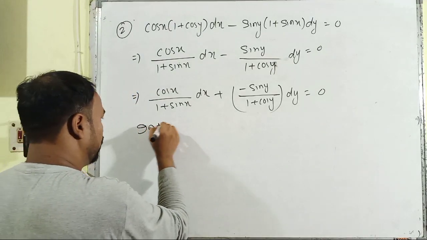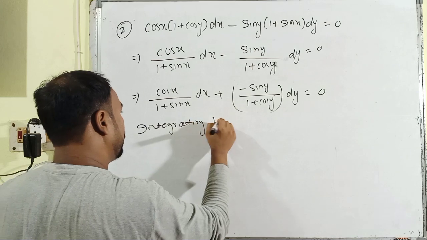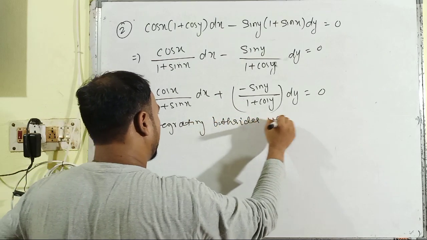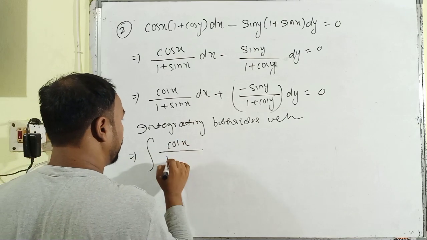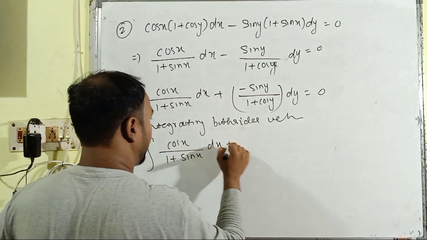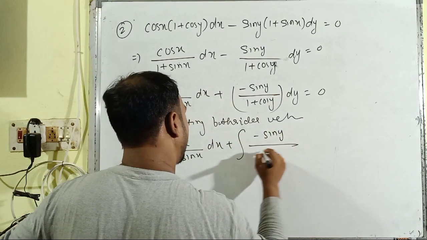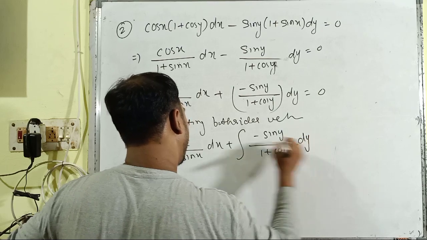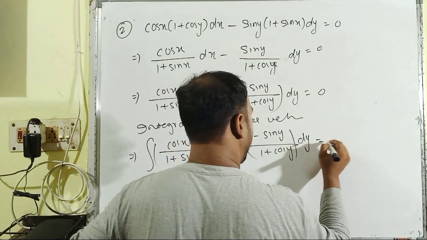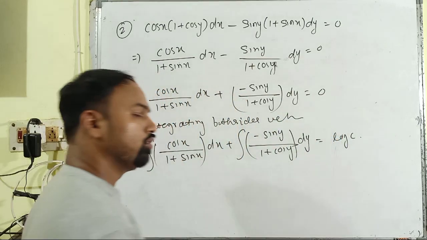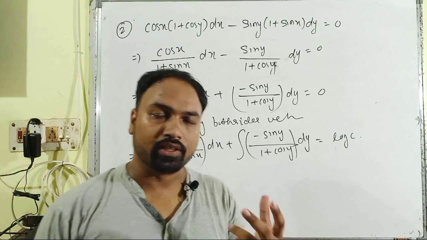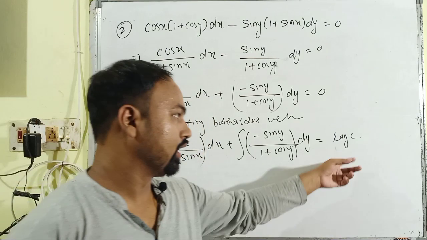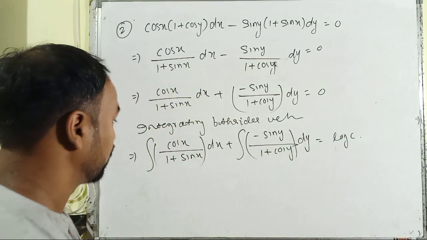Let us integrate both sides, and the integration of 0, it is a constant, and I have already told that you can take constant as c, c1, c square, log c, anything you can take in the place of constant.